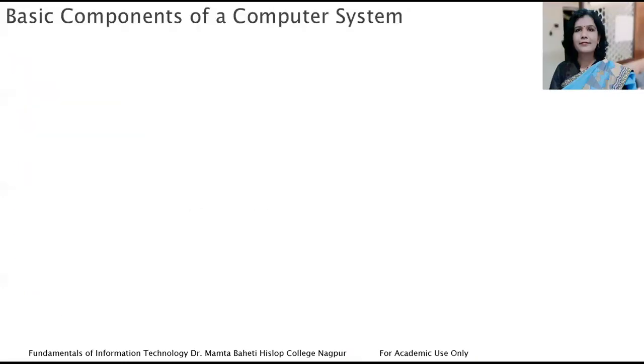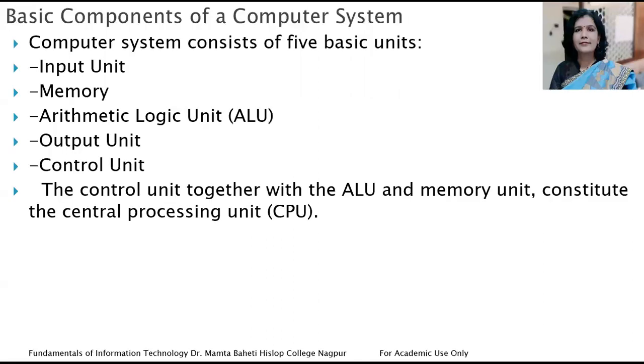Okay. Now we'll start with the basic components of a computer system. A computer system has 5 basic units.